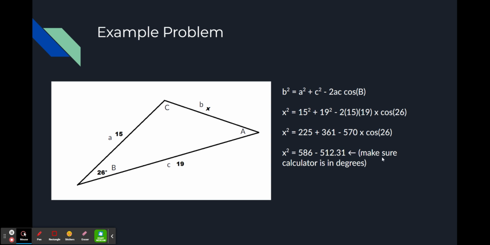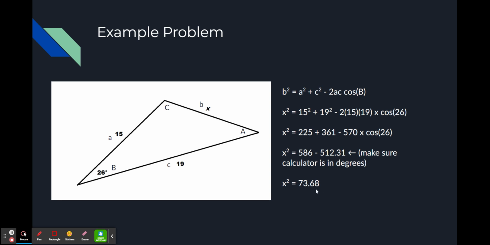And a note is to make sure your calculator is in degrees, because it's obviously not radians, as you can see right here. It's at 26 degrees, so you want to make sure your calculator is in degrees when you calculate this out. Now finally, you get x squared equals 73.68 after solving this. Yeah, 586 minus 512.31, we get something around 73.68.